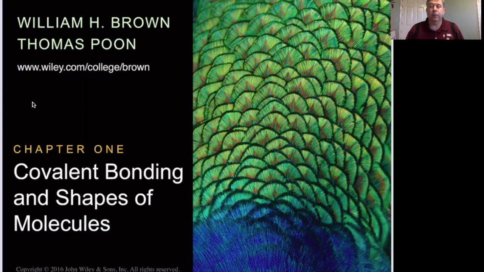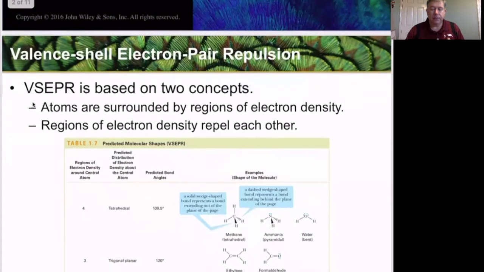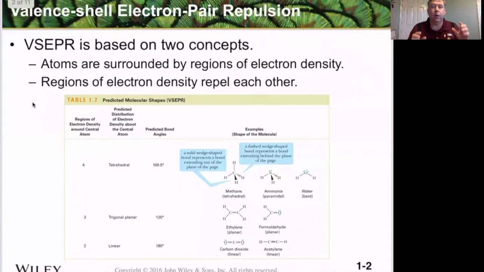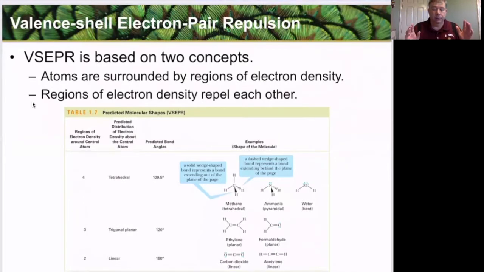We will continue with Chapter 1, Part 4. Now, once we have those electrons in different little shells, we want to talk about how the electrons affect the shape of the materials. So what we use is valence shell electron pair repulsion. What this means is that because the atoms are surrounded by electron density and those electrons have negative charge and therefore repulse each other, by putting them in different orbitals, they want to be as far apart from each other as possible.